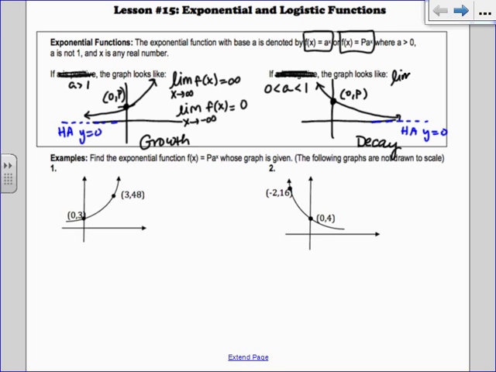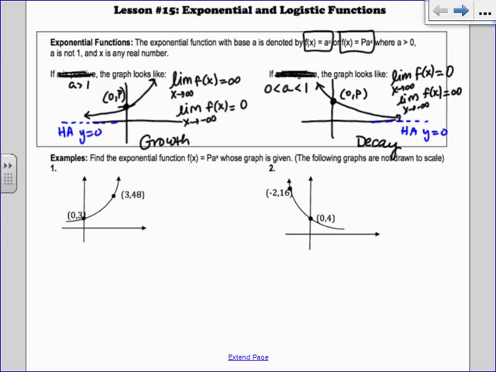Same idea for the one over here. I'm going to say limit as x goes to infinity. So as I go to the right of my graph, what's f of x go to? 0, it gets closer to the x-axis. And then the limit as x goes to negative infinity of my function goes to infinity. So I'm going up.